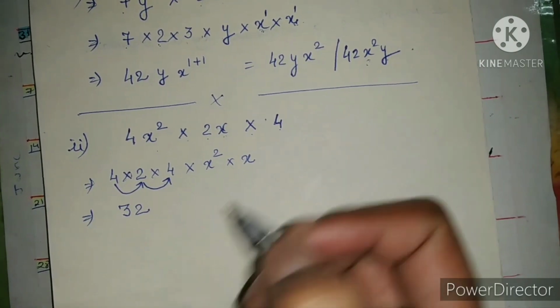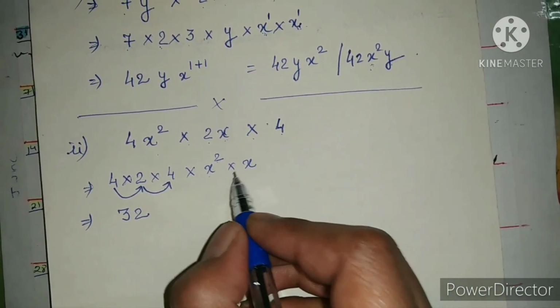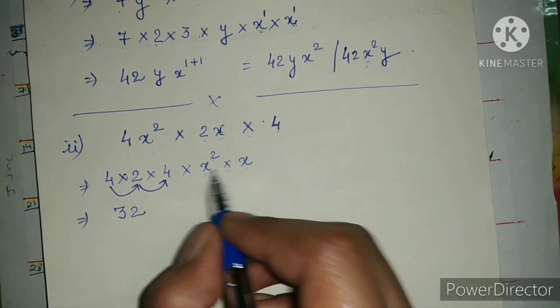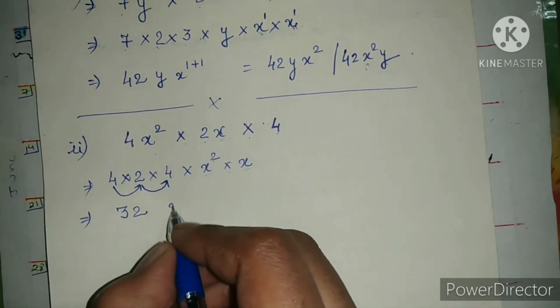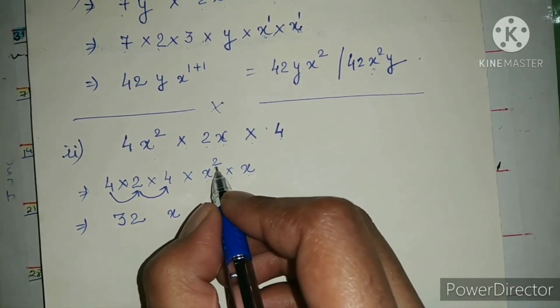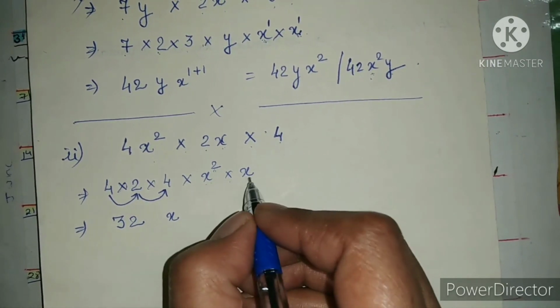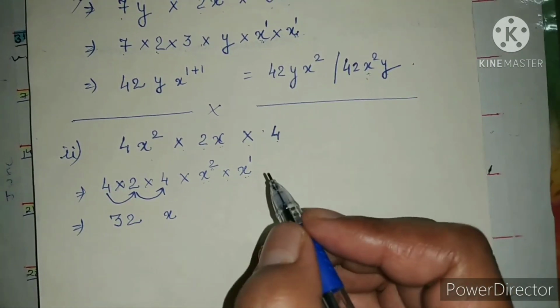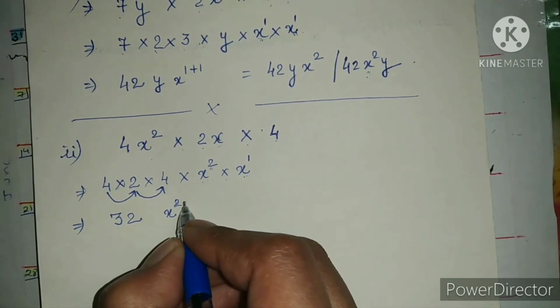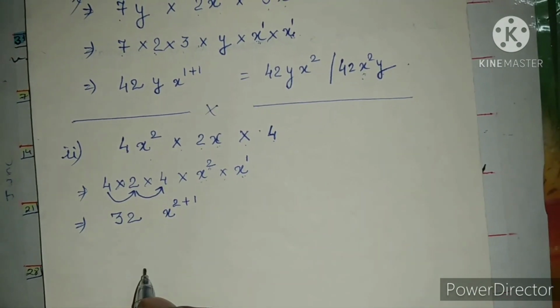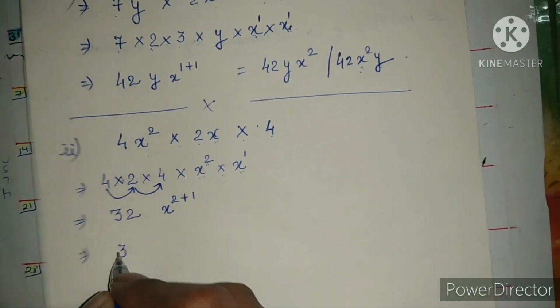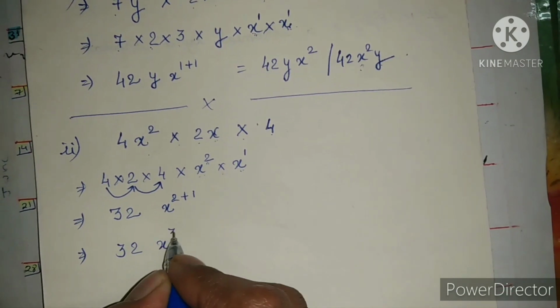Okay, here x square is multiplying by x, both are having x. So in the first one we have power 2 and in the second one we have power 1. So their powers will add, so 2 plus 1. So its answer will become 32x to the power 3.